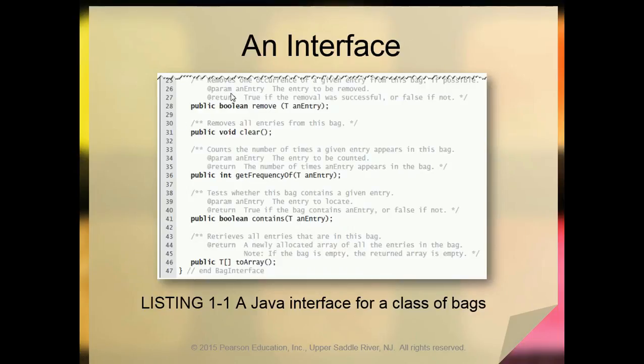Remove all the entries is the clear method. getFrequencyOf counts the number of times an entry appears in the bag. Contains checks to see if a particular instance exists in the bag. And toArray returns a newly allocated array of all entries in the bag, essentially converting the bag into an array. All right, so this is the interface for a class of bags.